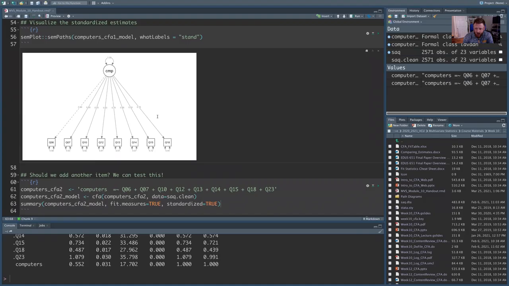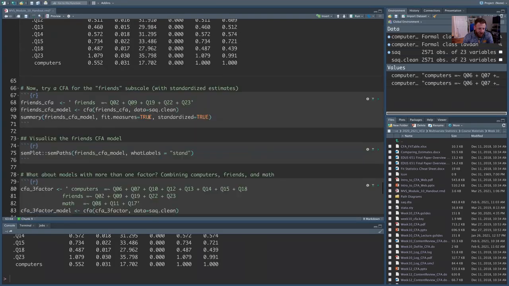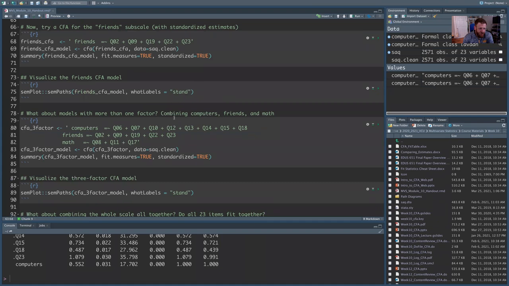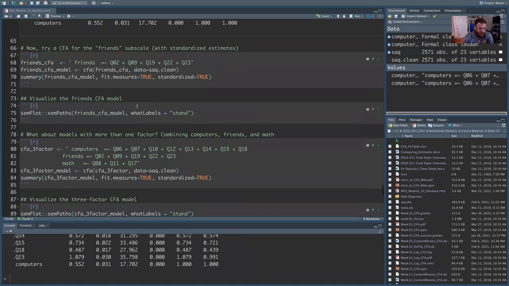The actual models, of course, were created in lavaan, the lavaan package, and the semPlot package is our means of creating those path diagrams. So now we're just going to try a CFA for a second scale, the friends subscale, just to give you experience with working with this whole process a second time.